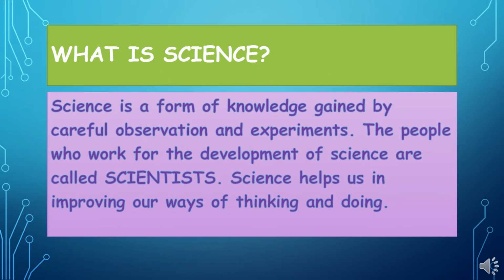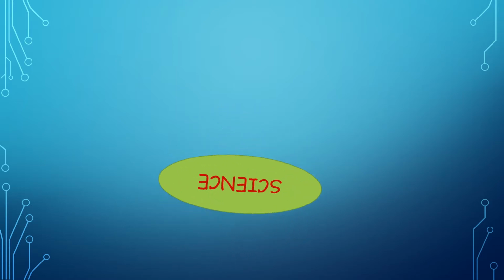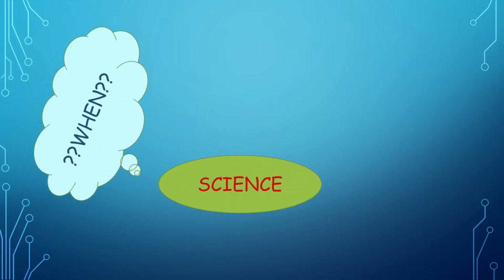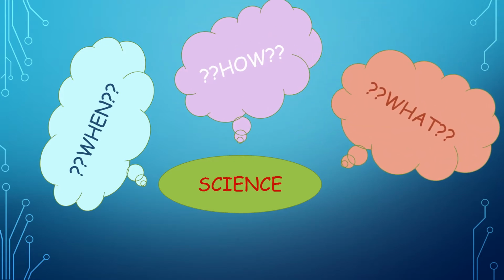What is science? Science is a form of knowledge gained by careful observation and experiments. The people who work for the development of science are called scientists. Science helps us in improving our ways of thinking and doing. So basically, science is all about asking questions like when, how, what, where, etc. Then experimenting, drawing conclusions and applications.